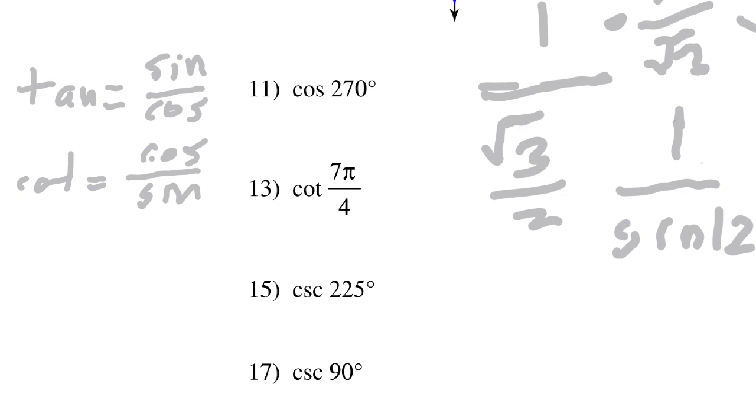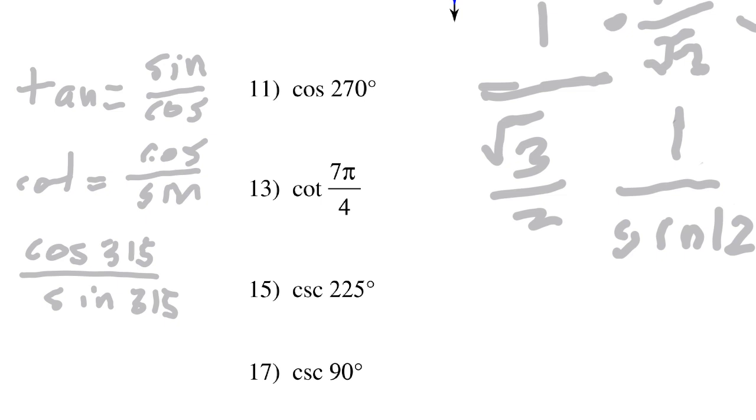Okay. So I've got the cotangent of 7 pi over 4. Well, how much is 7 pi over 4? If you remember from your unit circle, 7 pi over 4 is going to be 315. So we're really finding the value at 315. So we're going to say the cosine of 315 degrees over the sine of 315 degrees. Okay. So at 315 degrees, the cosine is square root of 2 over 2.